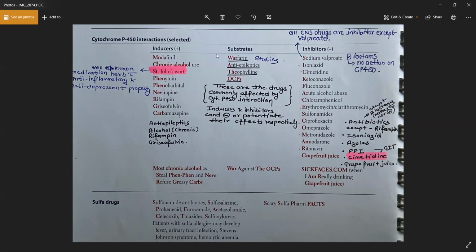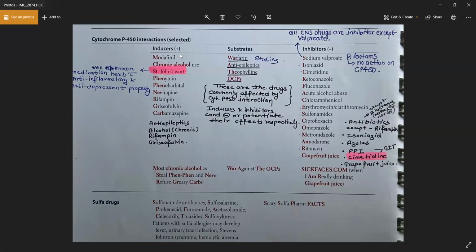Okay. So first come the inducers. All the CNS agents, all these drugs which act on the central nervous system, like the antiepileptic agents, all the neuropsychiatric drugs that you will study, all of them are inducers of the cytochrome P450.